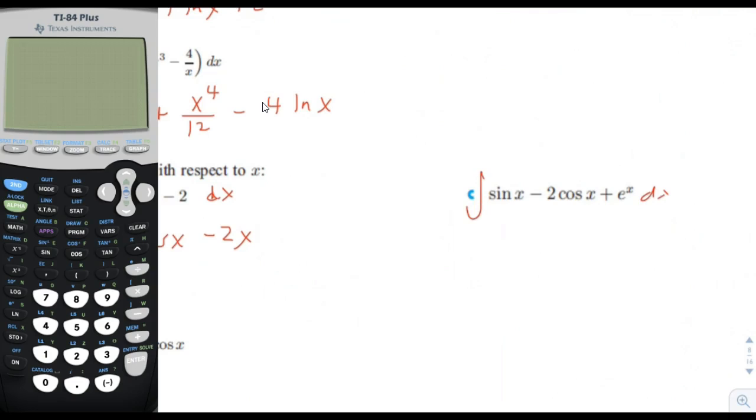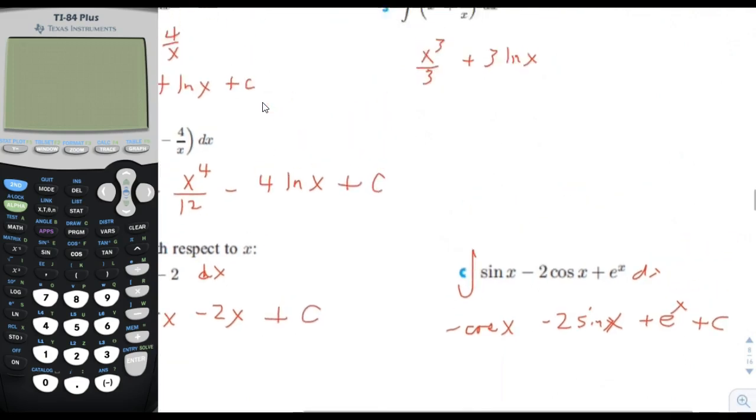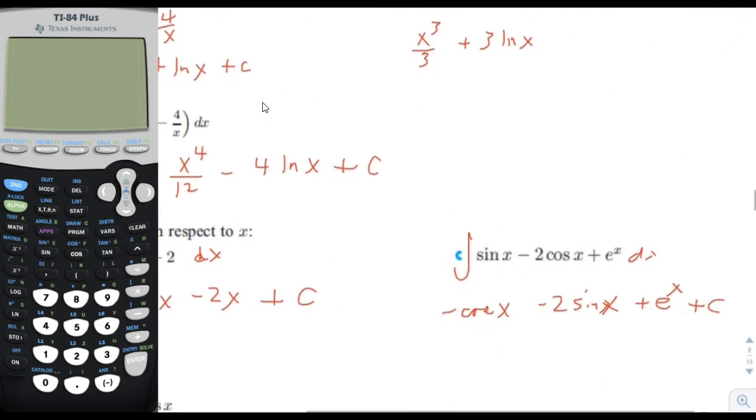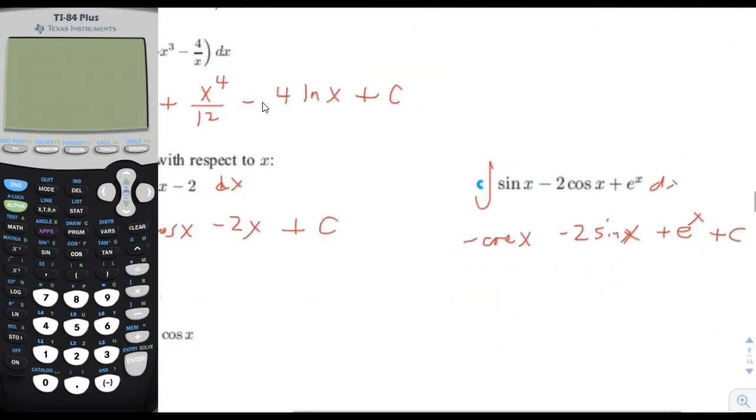The integral of this would be negative cosine x minus 2 sine x plus e to the x plus c. Oops, I forgot plus c here. Forgot plus c here. Okay. All right.